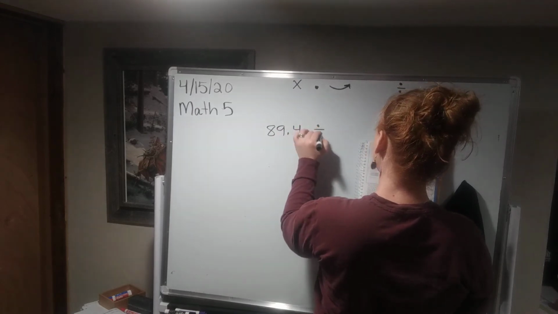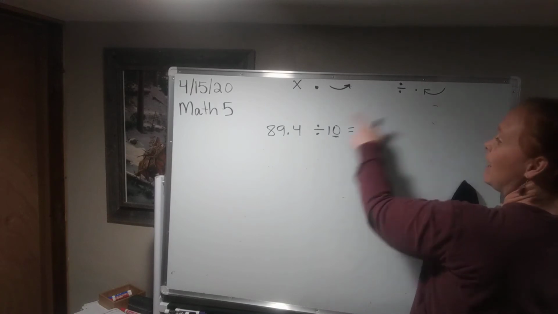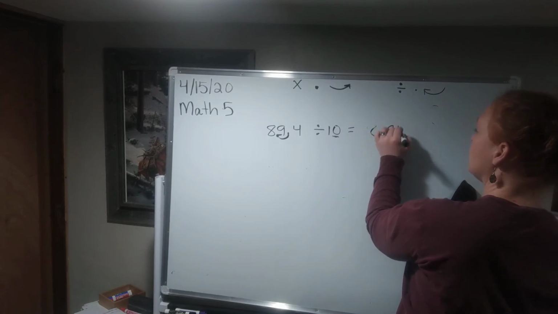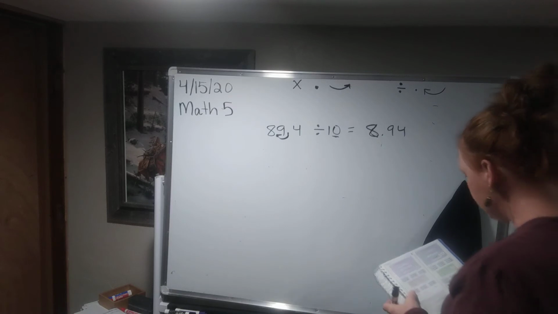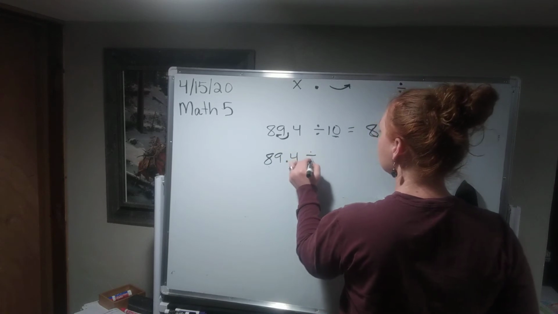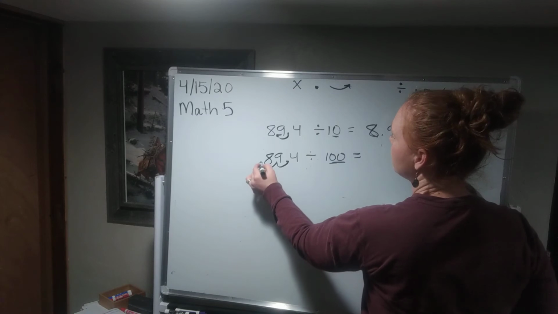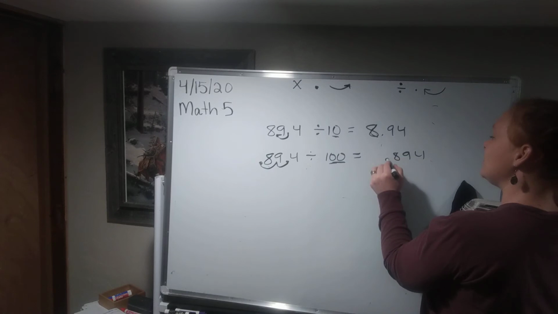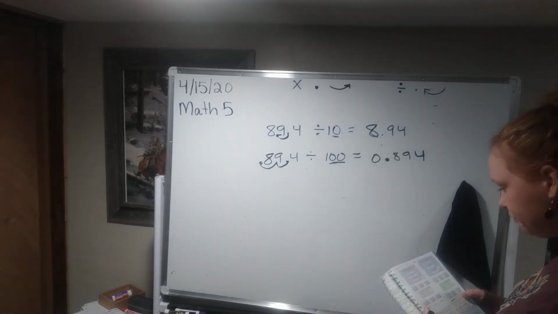89.4 divided by 10. Well, how many zeros do I have? 1. And I'm dividing, so I'm going to move one place to the left. 8.94 is my answer. So let's take this same one and divide by 100. 89.4 divided by 100. I have 2 zeros, so I'm going to move 2 places. And this time I have 0.894. And if I have a decimal here, I need to go ahead and add that 0 for the ones place. 0.894.